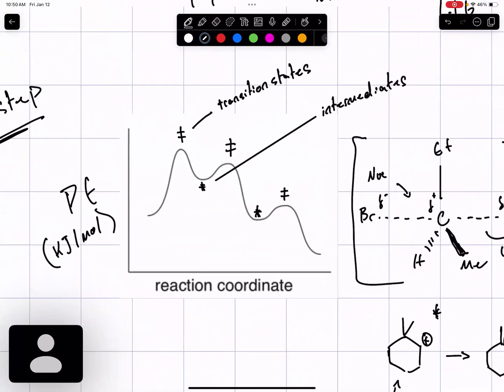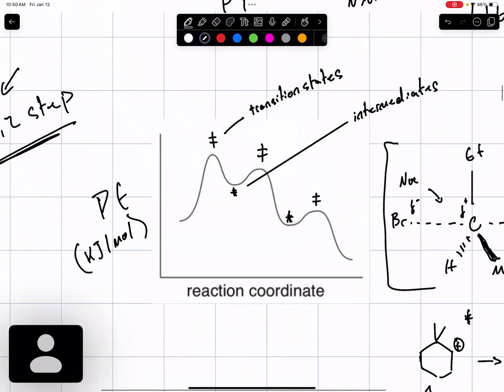Again, let me see, 1-2 step. How many steps is this? We've already identified we have 3 transition states and 2 intermediates, and this is our reactant and this is our product. So okay, this is a favorable reaction. Cool, don't need to know that. How many steps? 5. How did you get 5? Would you count the transition state and intermediate states as steps, or?